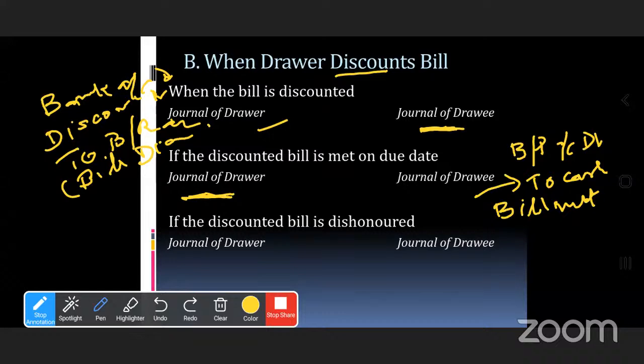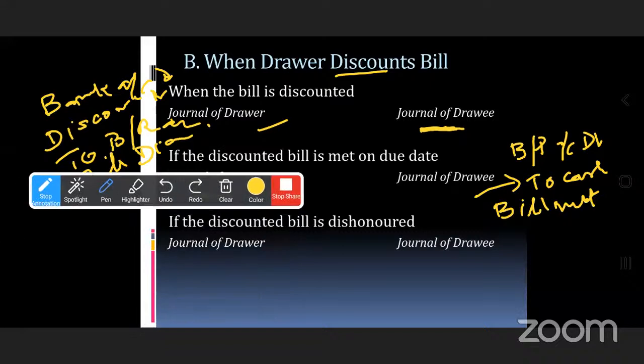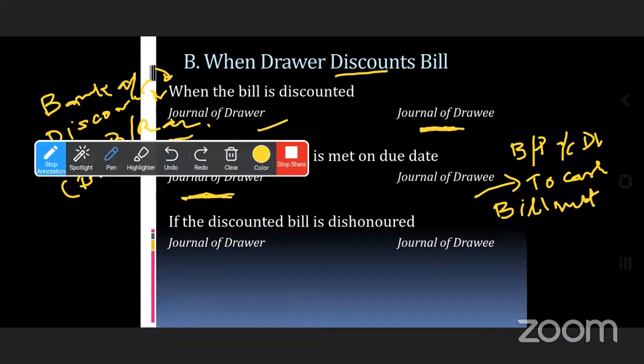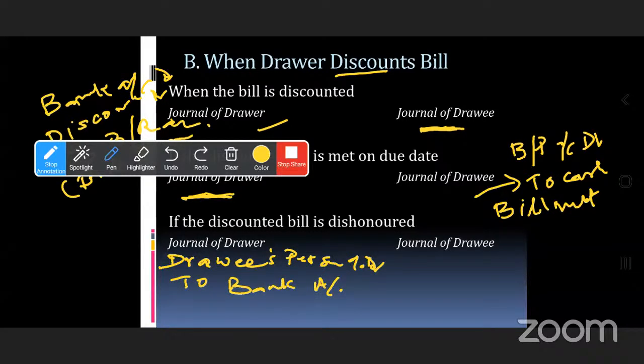So here we will be writing the journal entries in both the books. Understood? Both the books. That is, here in the books of the drawer, you will be writing drawee's personal account debtor to bank account. That is, discounted bill dishonored.